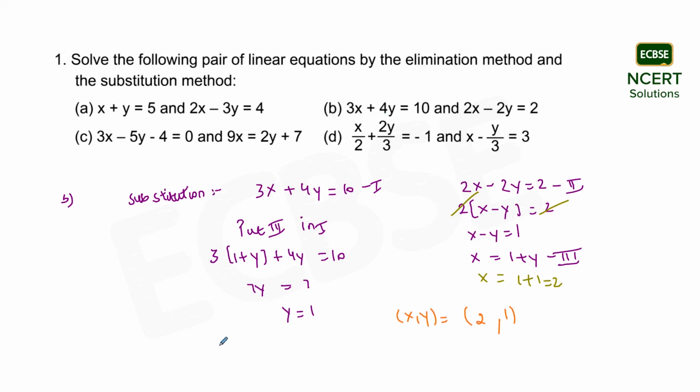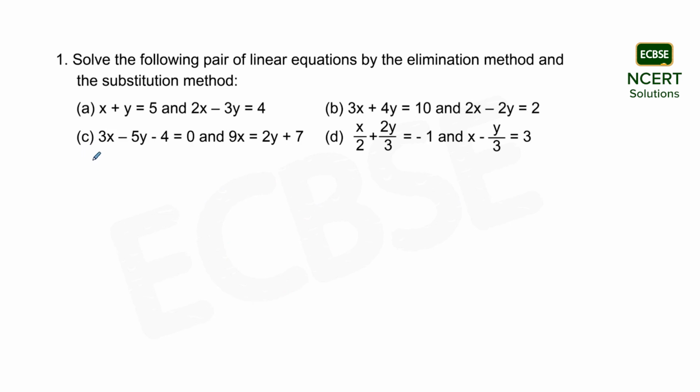So starting with the C part, here the two equations being provided are 3x minus 5y minus 4 is equal to 0. This will be the first equation, and the second equation is 9x is equal to 2y plus 7, or we can write it as 9x minus 2y minus 7 is equal to 0.